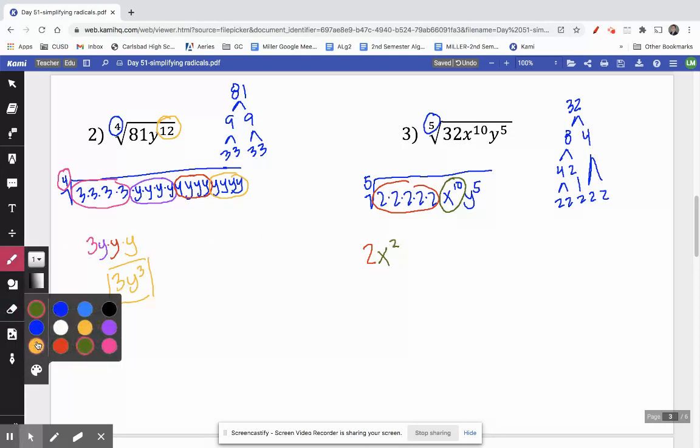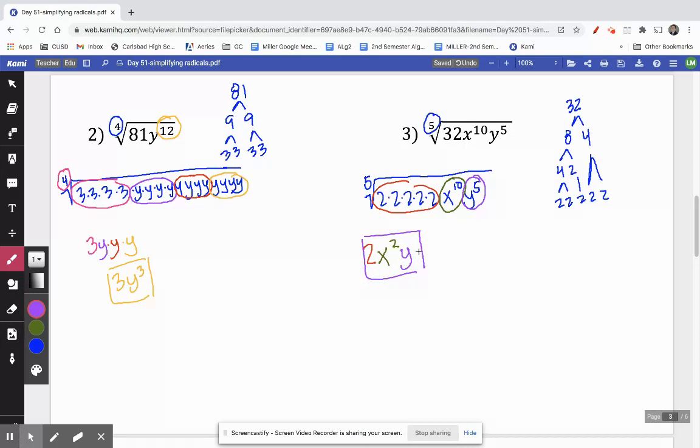X squared, and then this one's easy here. How many groups of 5 do I have if I have y to the 5th? Just 1. There we go. Nice and easy.